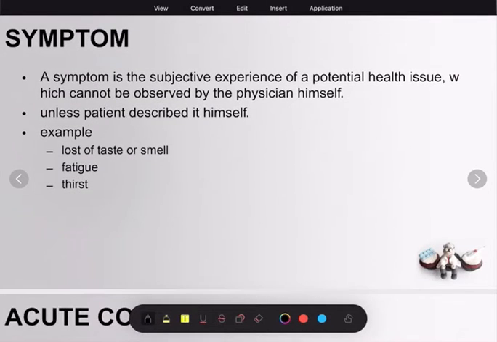A symptom is the subjective experience of a potential health issue which cannot be observed by the physician himself. The physician cannot observe symptoms from the patient unless the patient describes them. Example, loss of taste or smell. You can't see that a patient has lost his taste or smell unless he tells you, "Hey doctor, I miss my taste or smell." Fatigue and thirst are also symptoms that as a healthcare provider you cannot observe unless the patient himself tells you.